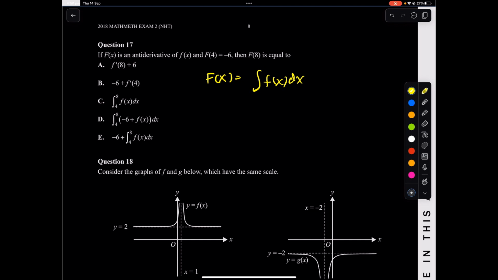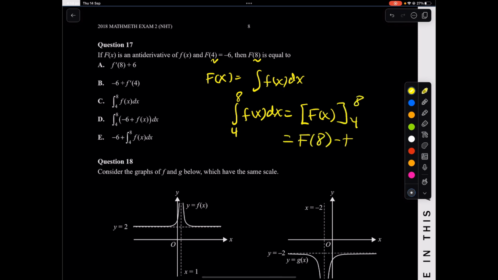Okay, let's just find, because this is 4 and this is 8, let's say the integral from 4 to 8 of f of x dx is what? Well, we know that this will be f of x from 4 to 8, which is f of 8 minus f of 4. And we want f of 8, so we have to bring that positive f of 4 over. So it'll be the integral from 4 to 8 of f of x dx plus f of 4. And f of 4 is what? Negative 6. So this over here, just write it as negative 6. And that's equal to f of 8.